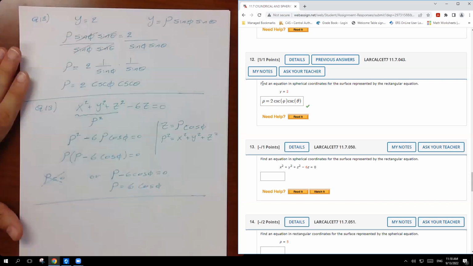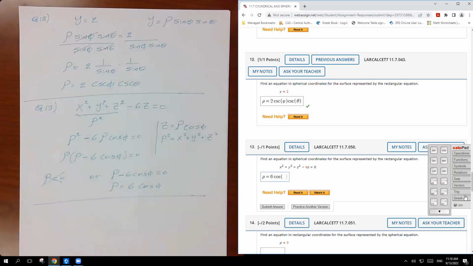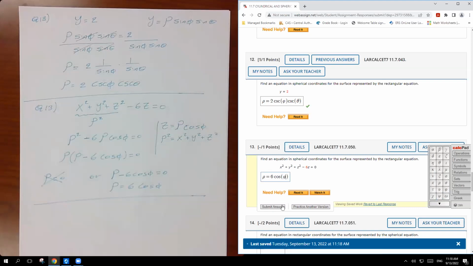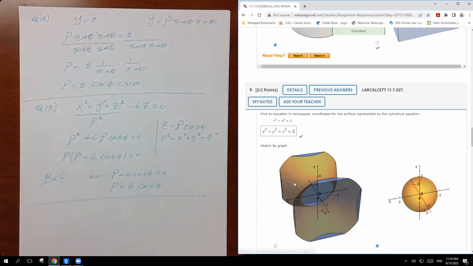That's it for this example. So we're just going to say rho equals 6 cosine phi. This is for our question 13.